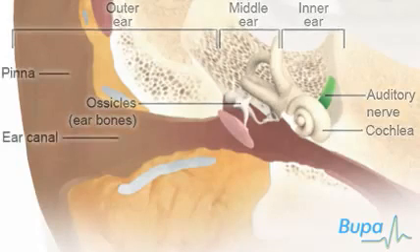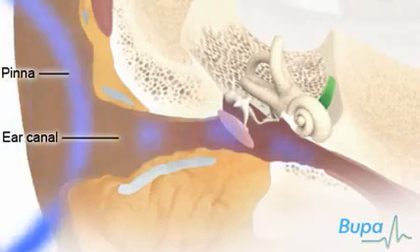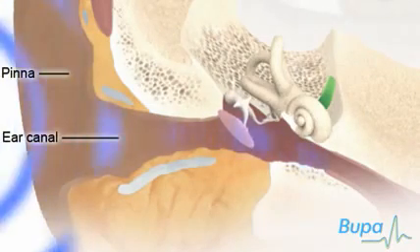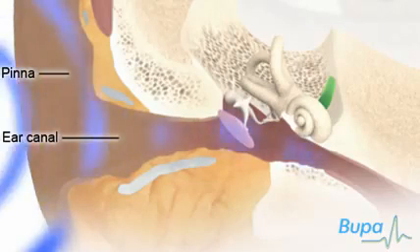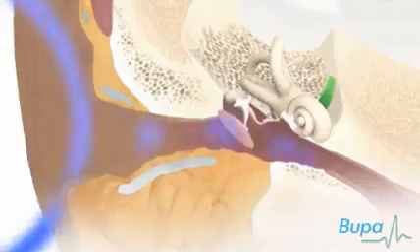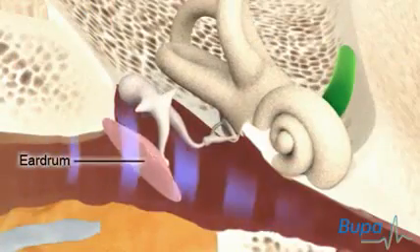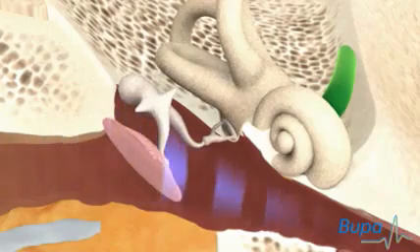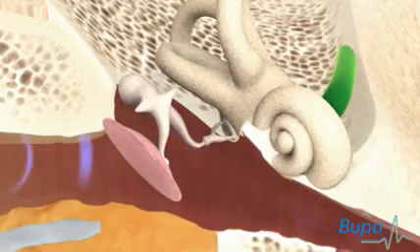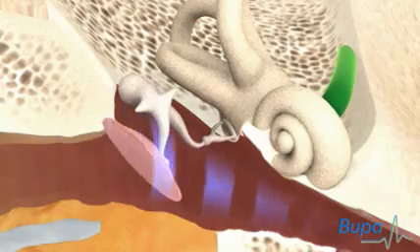The pinna acts like a funnel to collect the sound waves. These sound waves pass through your ear canal. Here we show the sound waves entering the ear. The sound waves reach the eardrum and cause it to vibrate. The higher the pitch or frequency of the sound, the faster the eardrum will vibrate.